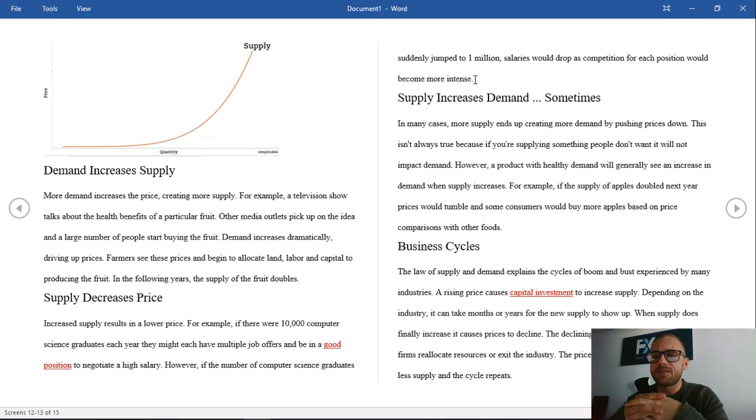For example, if the supply of apples doubled next year, prices would tumble and some consumers would buy more apples based on the price comparison with other foods. It's pretty much common sense.